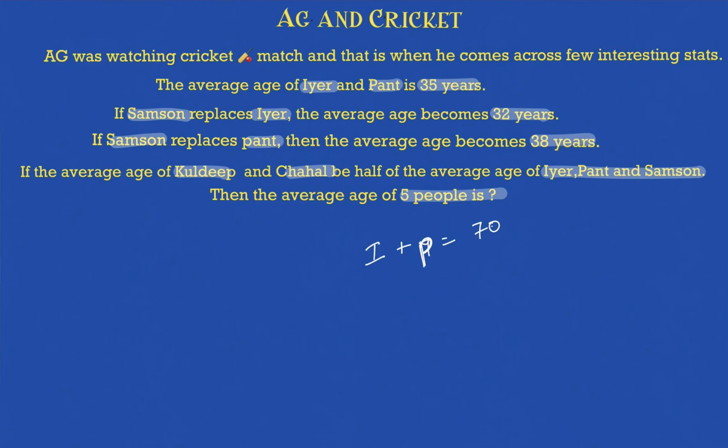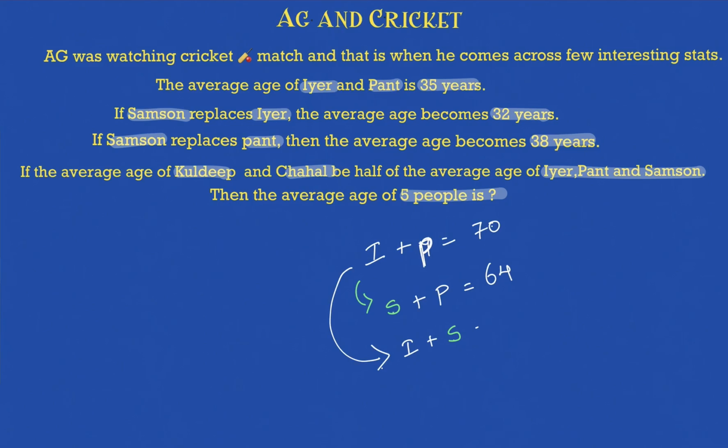If Samson replaces Iyer, so now Iyer is replaced by whom? Samson. So instead of Iyer, I will write Samson. Then there is only Pant here, and the average age becomes 32, which means the sum of their ages will be nothing but 64, with Samson and Pant. Next, if Samson replaces Pant, instead of Pant I'll write Samson and Iyer remains at its position.